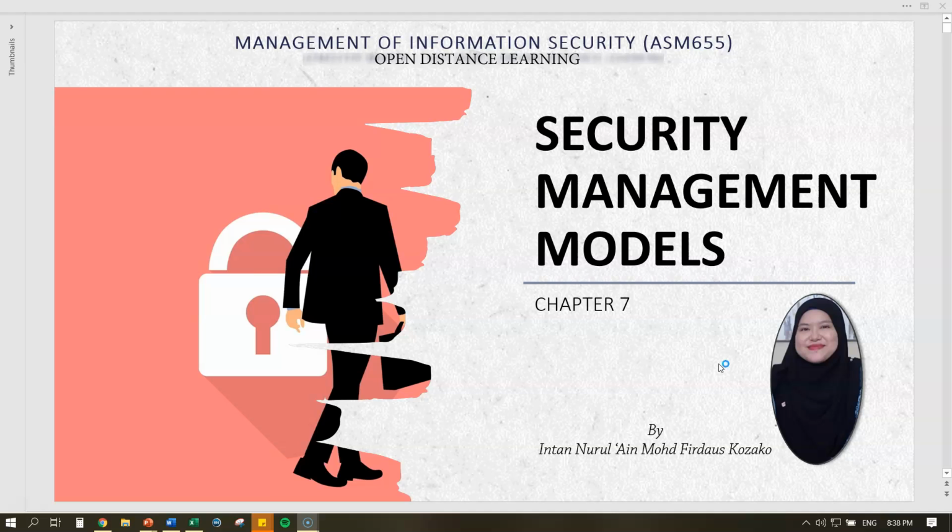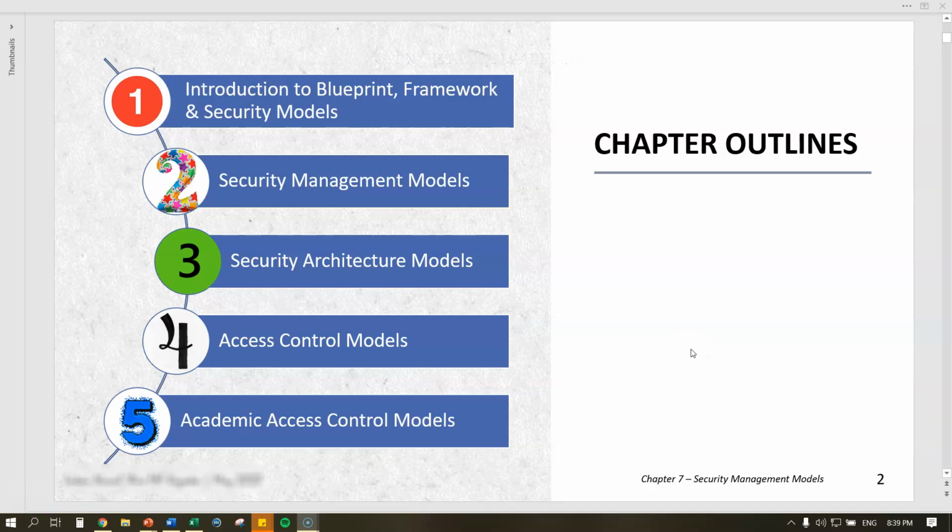In this chapter you will learn about the various security management models, including access control models and security architecture model. So let's get started. These are the things that will be covered in this chapter. First, we will look at introduction to blueprint, framework and security models. Next, security management models. Next, security architecture models. And then access control models, and lastly academic access control models.